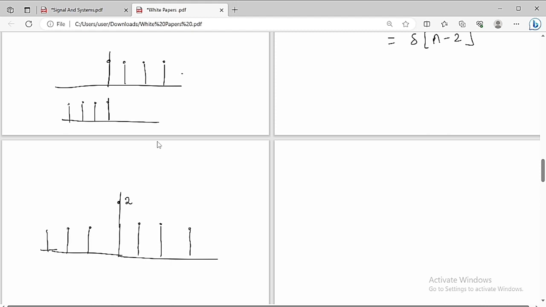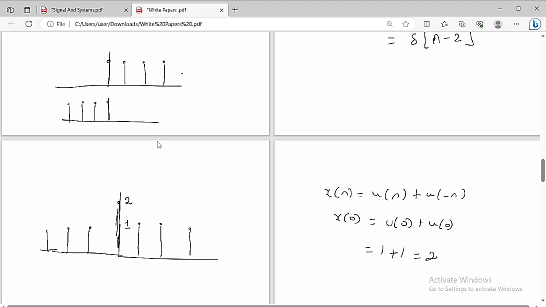So this value is equal to 1, and at n is equal to 0, its value is equal to 2. Because if you substitute x of n is equal to u of n plus u of minus n, x of 0 is nothing but u of 0 plus u of 0. U of 0 you know is 1, so we are going to get 2. Therefore at n is equal to 0, its value is equal to 2, and at all the remaining instants, its value is equal to 1.